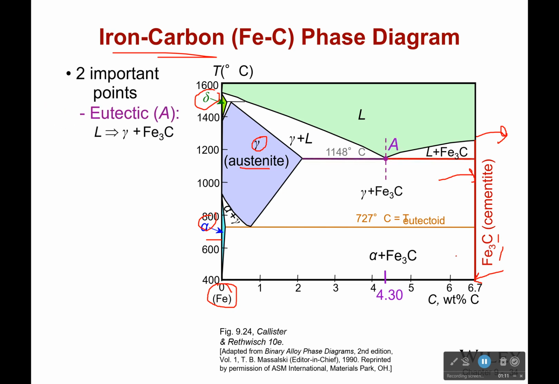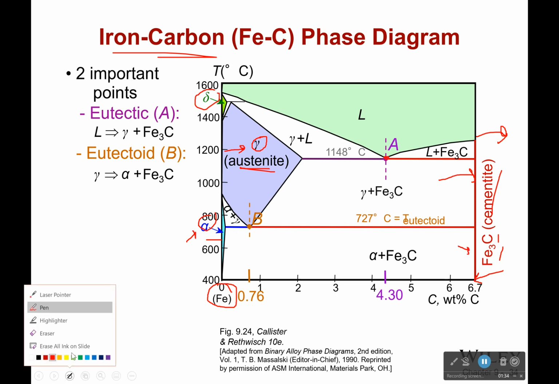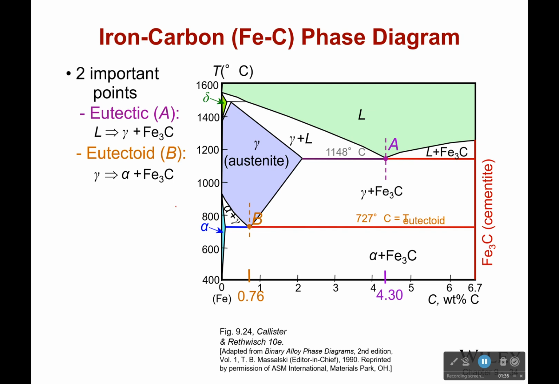Now, it has a eutectic point right here, which is when we have a mixture of cementite and austenite. It also has a eutectoid point, where we go from one solid structure to 2 different solid structures. Intermetallic compounds are considered solid structures. So this is my eutectoid point on the thing. This is my eutectic point.